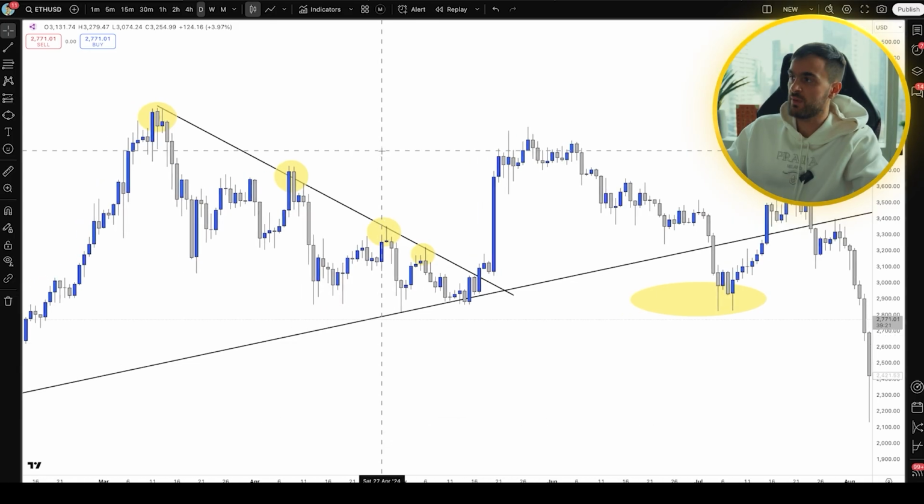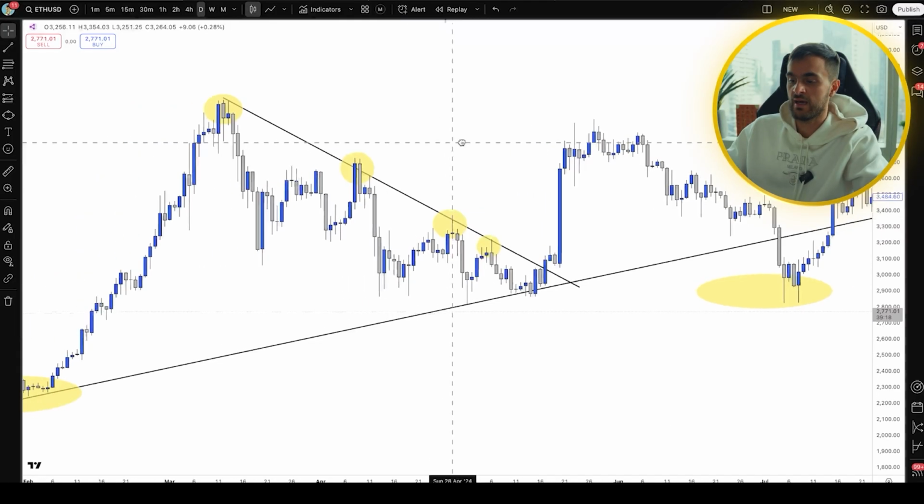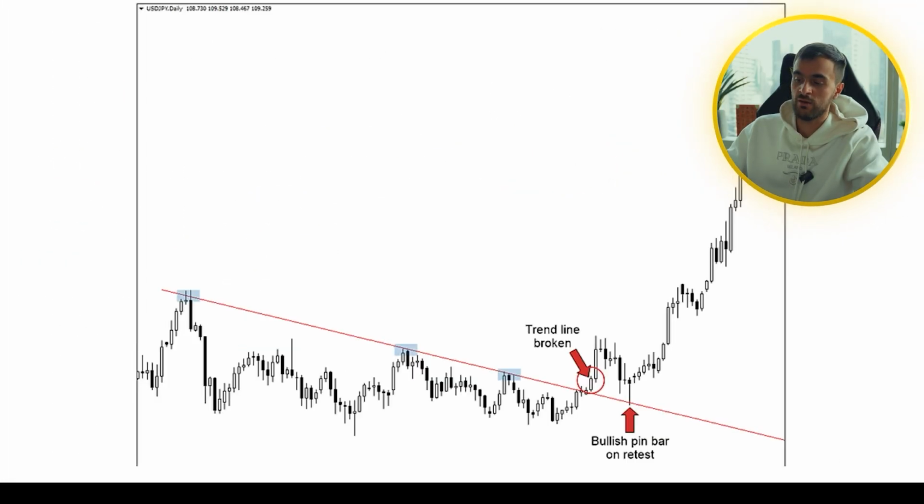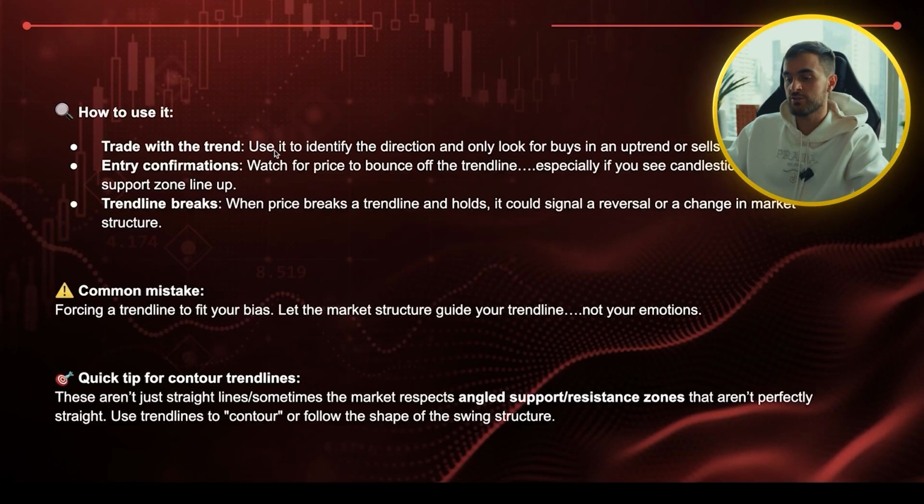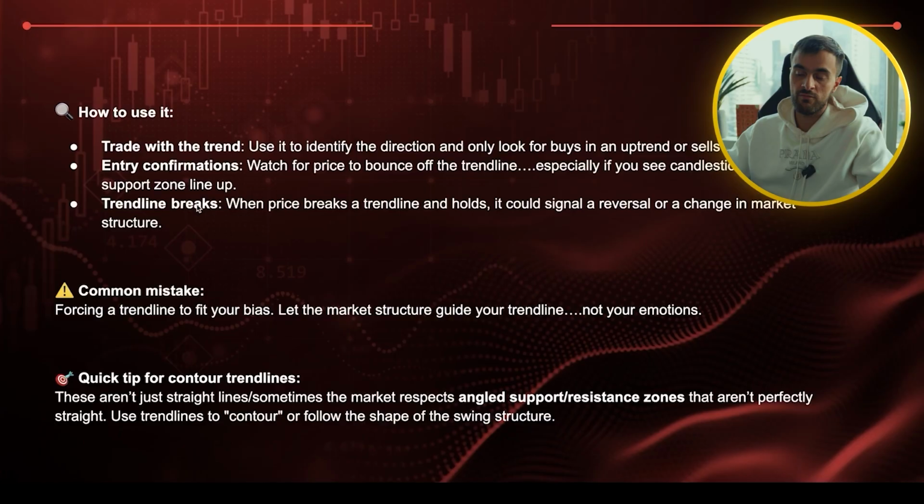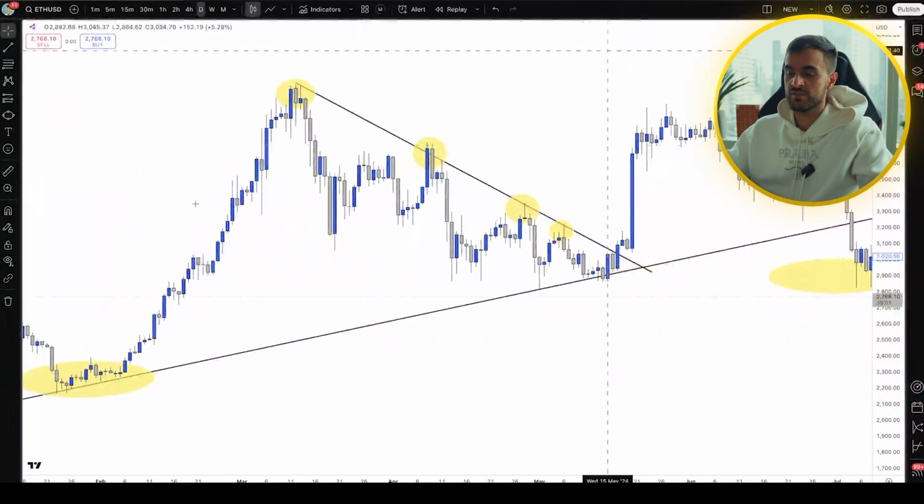We're going to keep this video basic and just talk about uptrend lines, downtrend lines, and trend line breaks, as we've covered here, and how to use them, right? Trade with the trend, with different entry confirmations. You can use the bounce. The second entry confirmation would be when the trend line breaks, looking for a retest of that trend line. I've shown you guys a few examples.